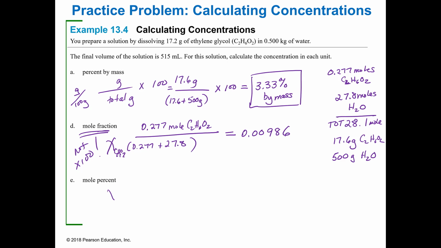So 0.00986 times 100 is going to give me 0.986%.